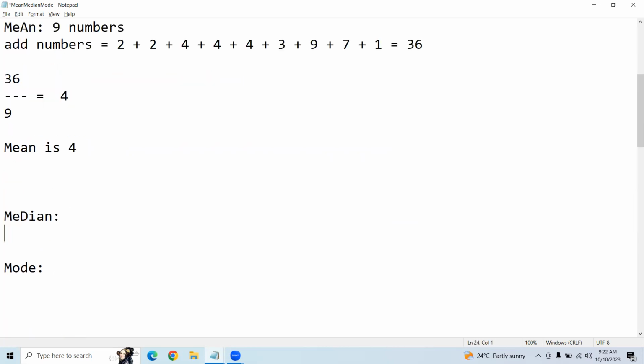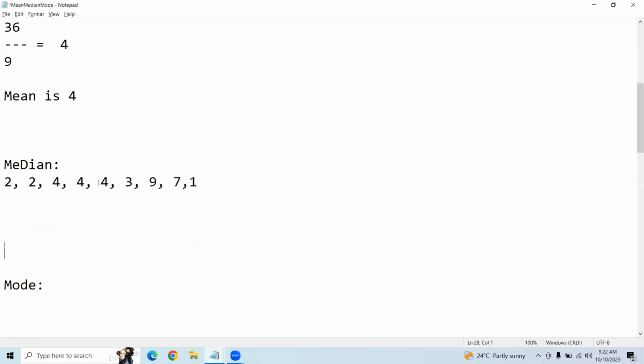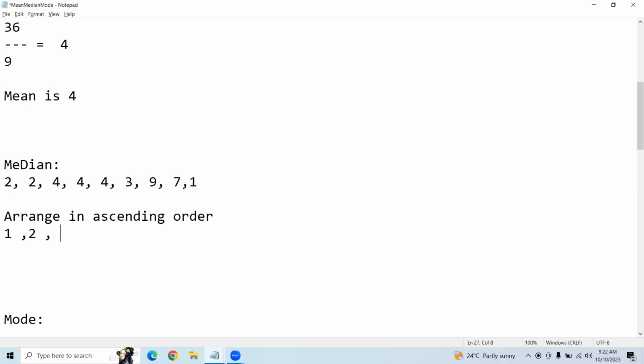Are they arranged in ascending order already? No. We have 2, 4, then we have this smaller number 3, then we have a smaller number 1 also. So let's arrange them in ascending order. What is the smallest number we get? 1. Then what is the next number? We have 2. We have 2 how many times? 2 times, 2, 2.